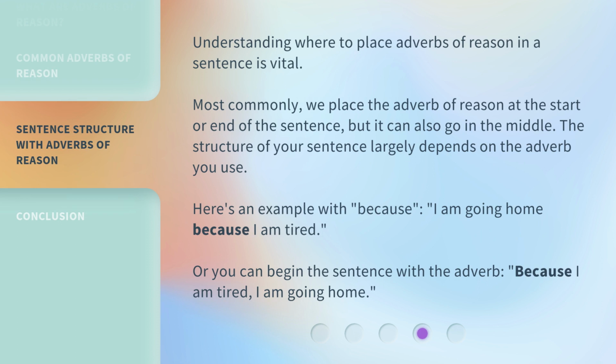Understanding where to place adverbs of reason in a sentence is vital. Most commonly, we place the adverb of reason at the start or end of the sentence, but it can also go in the middle. The structure of your sentence largely depends on the adverb you use. Here's an example with because: I am going home because I am tired. Or you can begin the sentence with the adverb: because I am tired, I am going home.